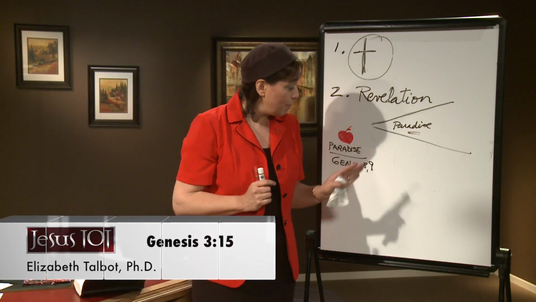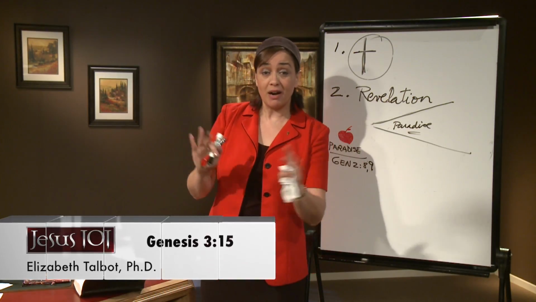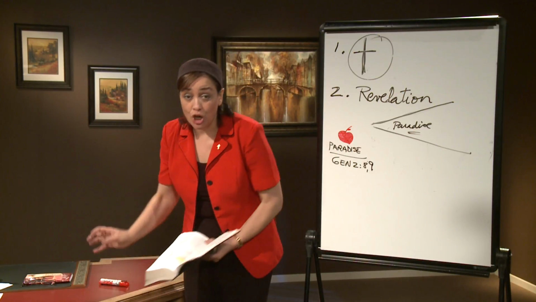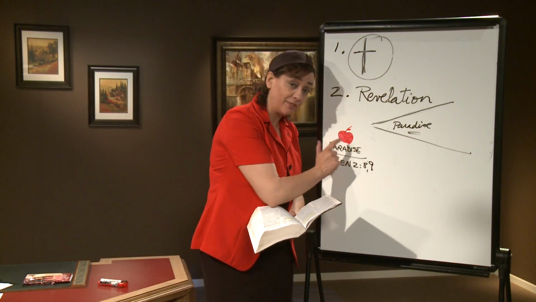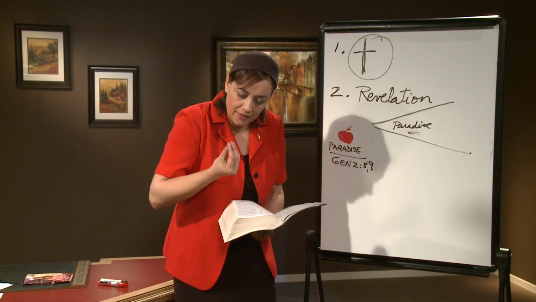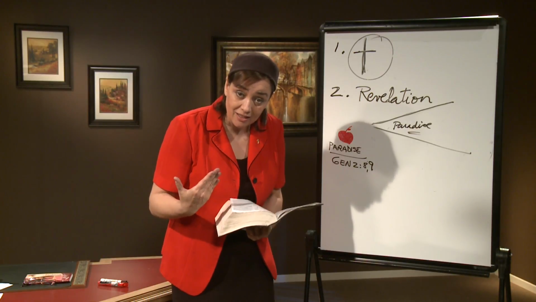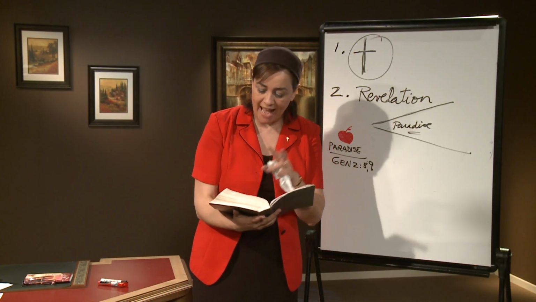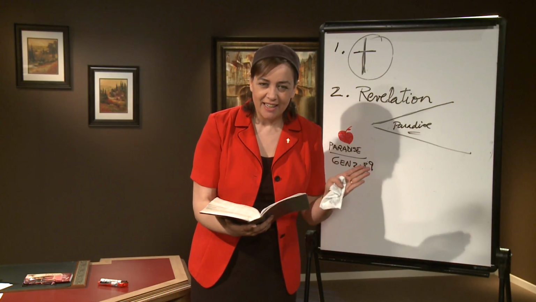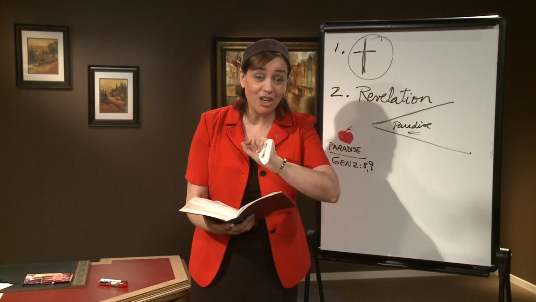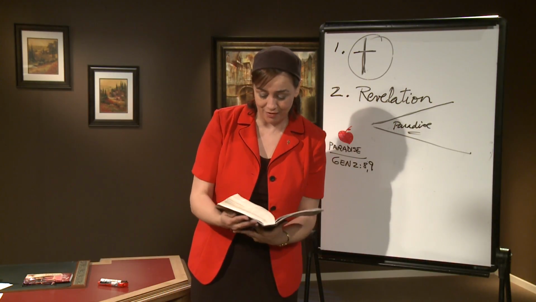But unfortunately, they lose paradise. Chapter 3 of Genesis says that they could not continue eating from the tree of life because now they were mortals. There was death because of sin. And so chapter 3 of Genesis at the end is very sad. They have to leave the garden. They have to leave paradise. And they can no longer eat from the tree of life.